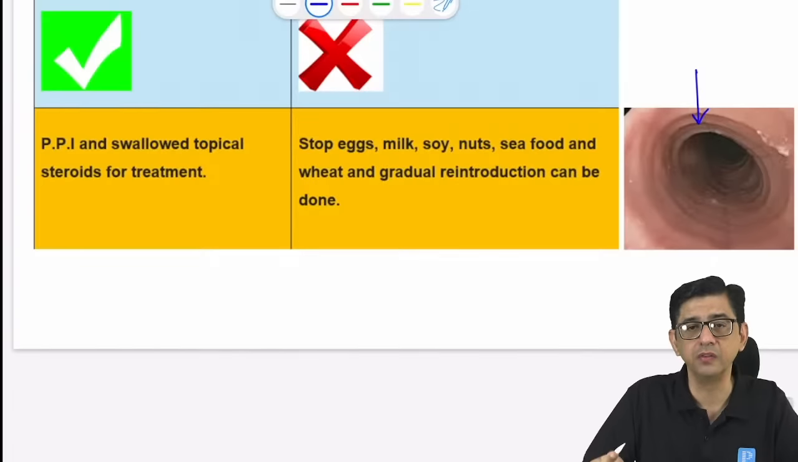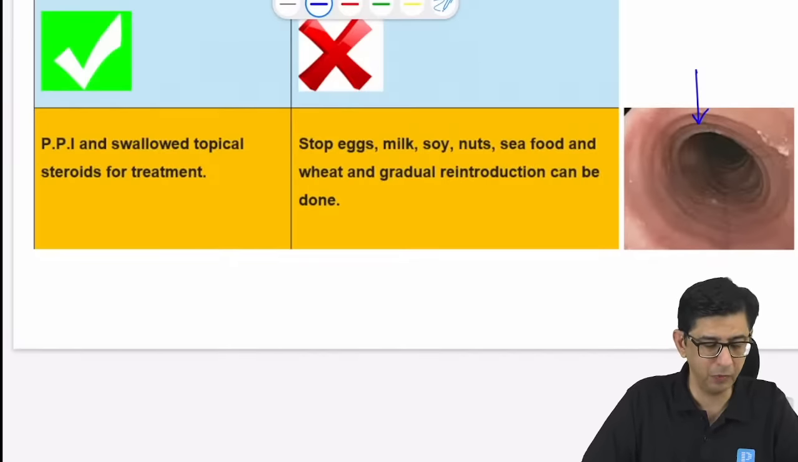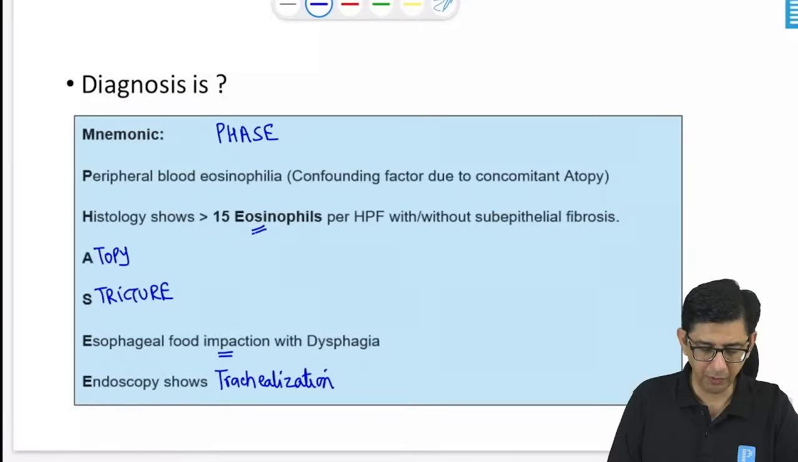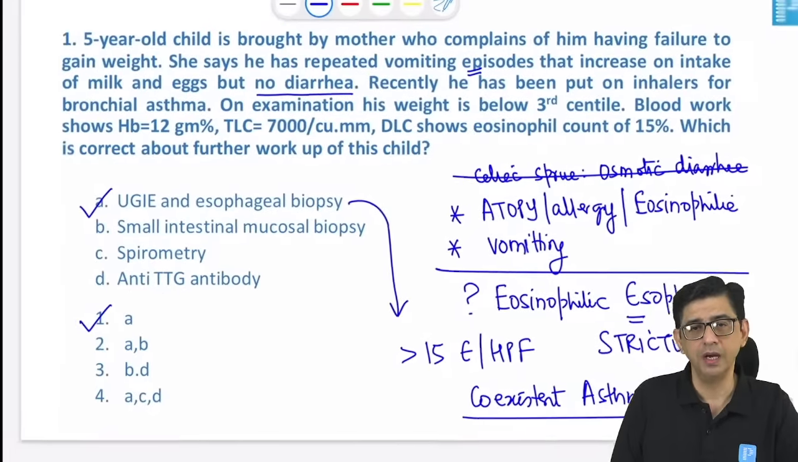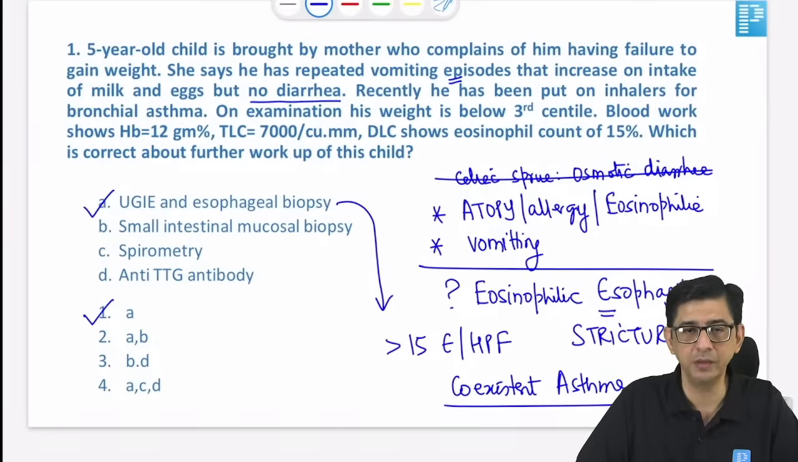Stop six things. Eggs have to be stopped, milk has to be stopped, soy, then nuts, seafood, wheat have to be stopped initially, and then a gradual reintroduction of these has to be done. And most of the time, eosinophilic esophagitis will have a pediatric presentation, because lots of times kids who are having asthma could be simultaneously having this complaint as well.